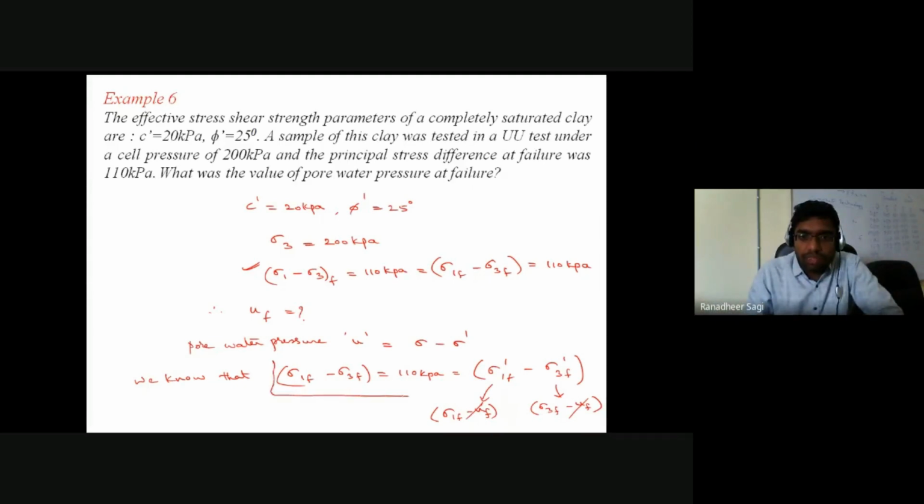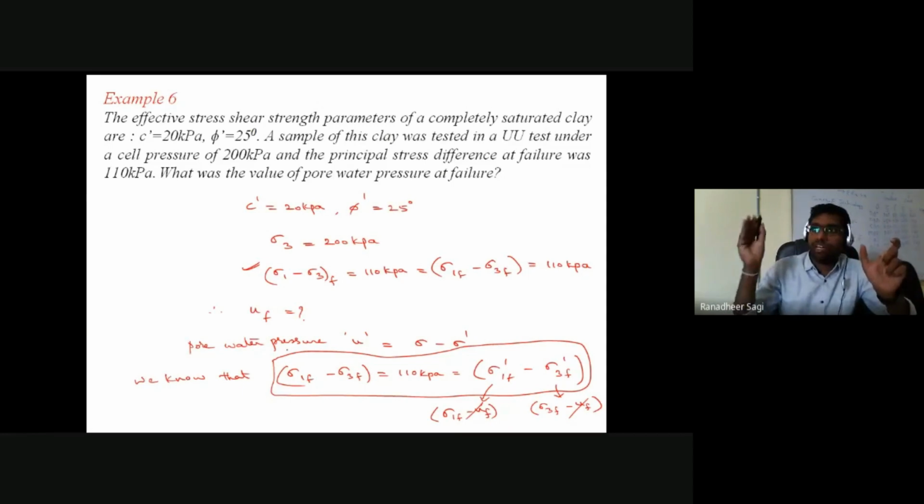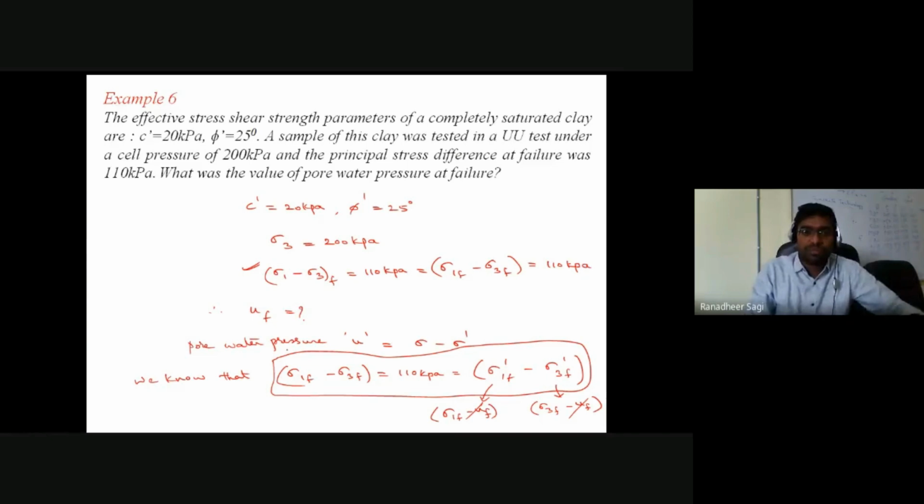So that's the reason why the difference of your deviatoric stress, whether in terms of total stress condition or effective stress condition, is simply equal to 110 kilopascals. That's what we understood in the case of the UU test also. If you go back to your UU test, we said the diameter of the Mohr circles for the respective total stress condition or effective stress condition on that soil sample is the same. We have talked about that, so from that condition only we are getting it.